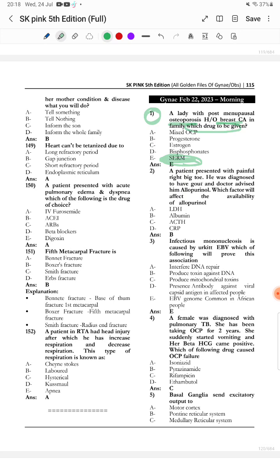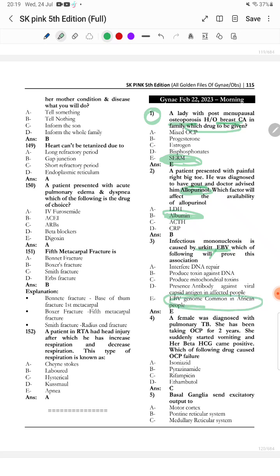He was diagnosed to have gout and the doctor advised allopurinol. Which factor will affect the availability of allopurinol? So it is albumin. Infectious mononucleosis is caused by Burkitt's lymphoma, Epstein-Barr virus. Which of the following will prove this association? So it is Epstein-Barr virus genome common in African people.